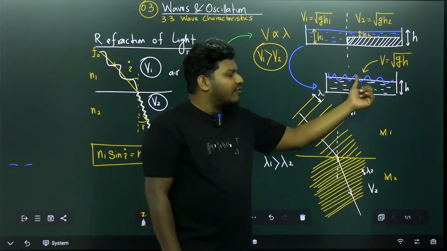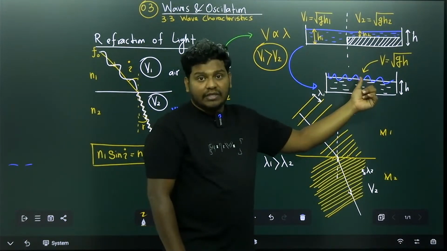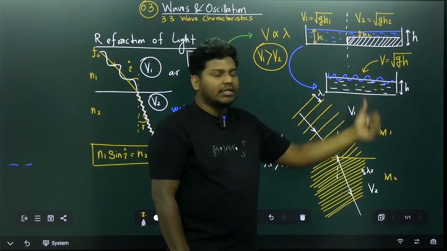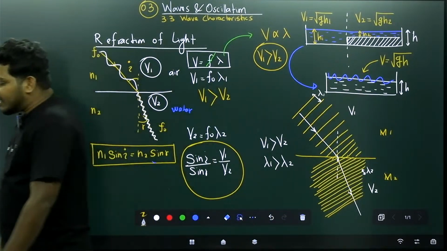The speed of the surface wave is given by v equals root of gh. So write this one in your exercise book.